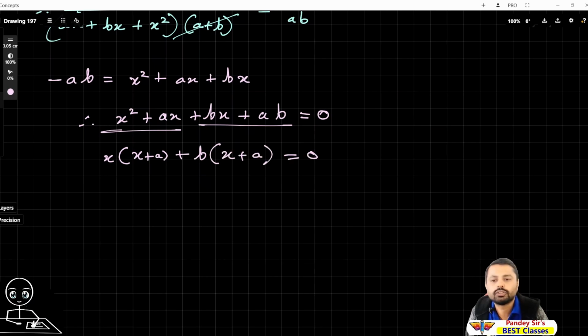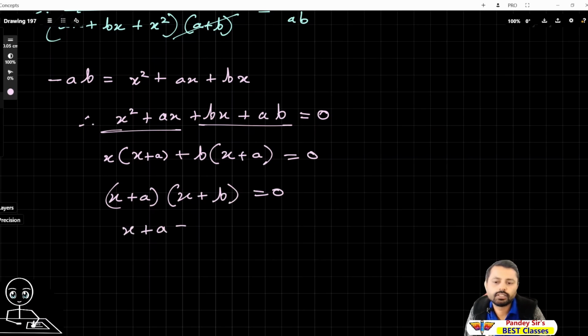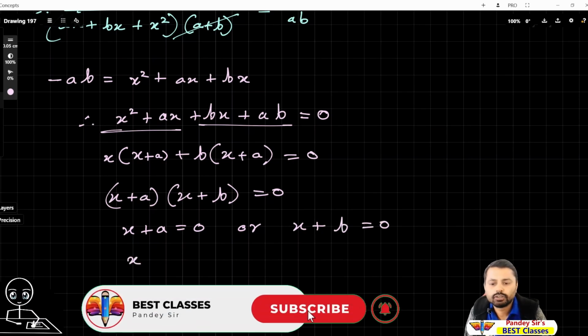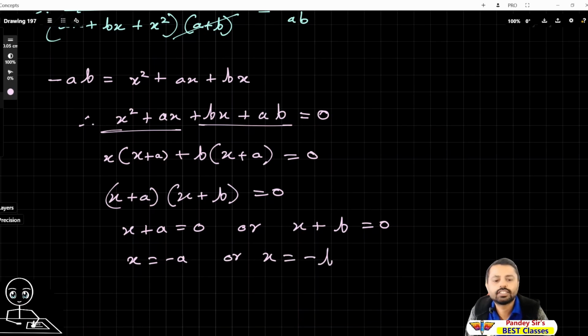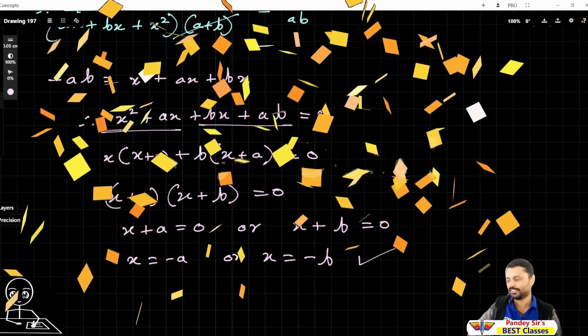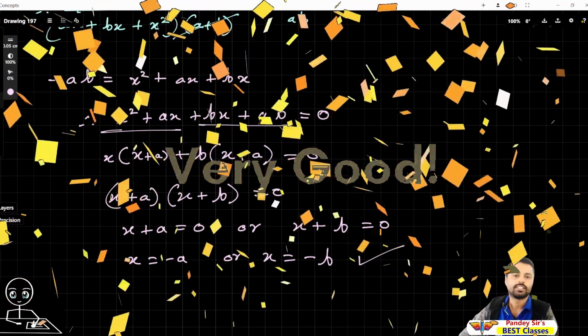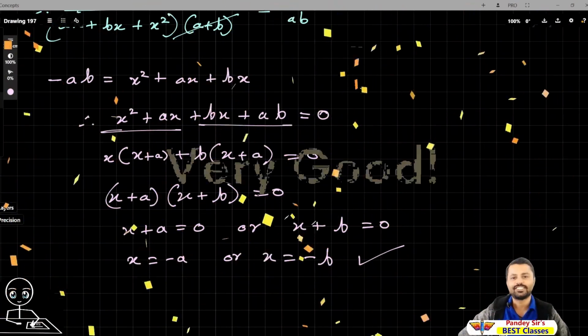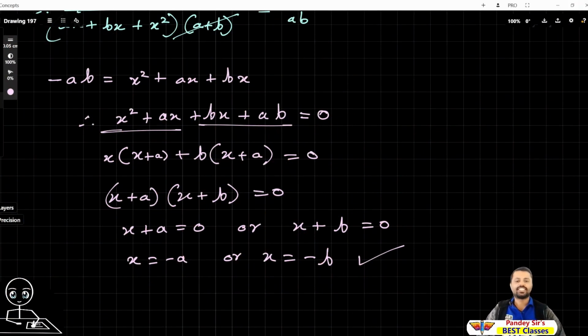a equal to 0. So x plus a equal to 0 and x plus b equal to 0. So x equal to minus a or x equal to minus b, and the question is done. Okay, so yes, very good. Bharat Mata ki Jai and Jai Shri Ram.